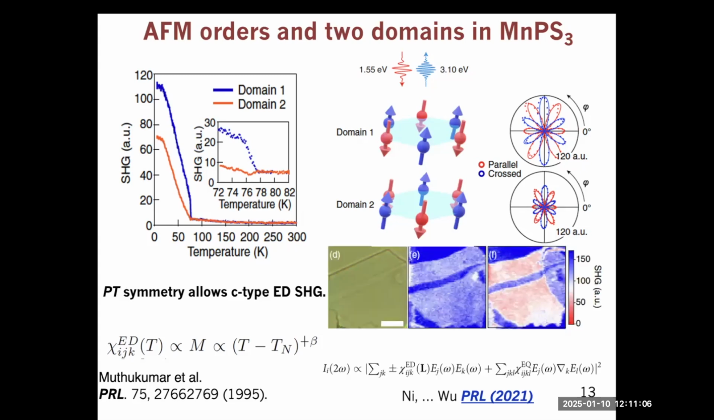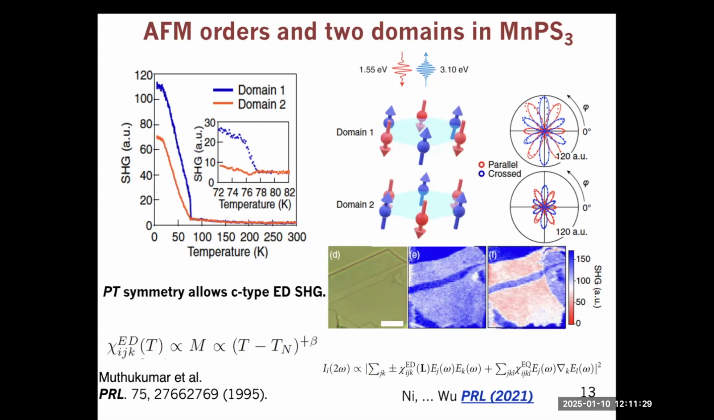Then we did the mapping. So this is a 50 micron scale, and this is an optical image which shows that the thickness is different, but what's surprising is that you can see the sample is in a single domain over maybe 300 microns.